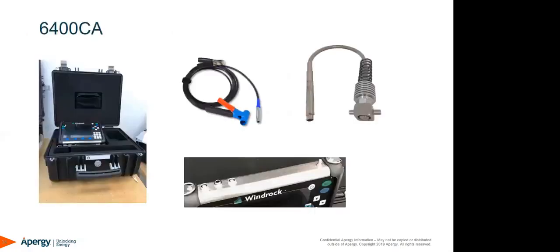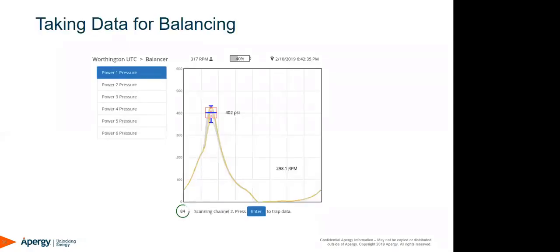Okay, so now we'll move into a couple of the applications. We'll just look at a handful of them here. First, we'll look at engine balancing with a 6400 CA. You'll pretty much need the analyzer, the engine pressure transducer, and then your ignition cables for your spark survey. So this is taking data for balancing.